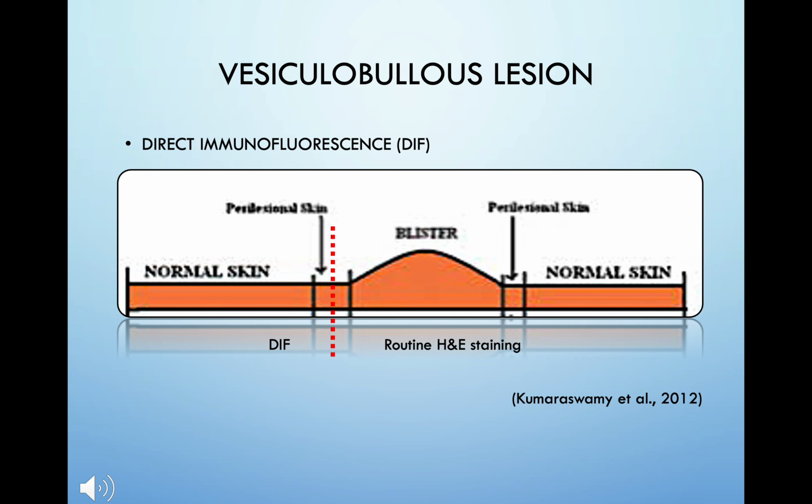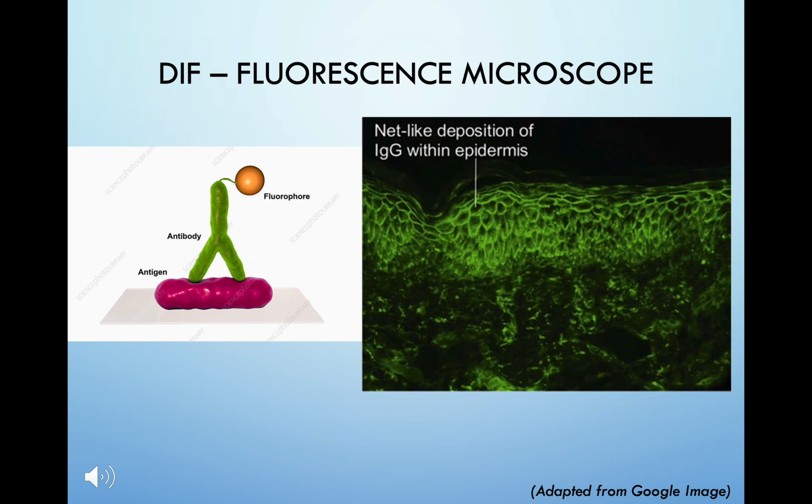We will avoid using punch biopsy, as this would possibly detach the epithelium and prevent proper assessment of the interface between epithelium and connective tissue. In DIF, when there is reactivity between the antigen and the antibody stain, for example IgG or C3 or fibrinogen, under the fluorescent microscope, we can see net-like deposition of the antibody within the epidermis or epithelium.